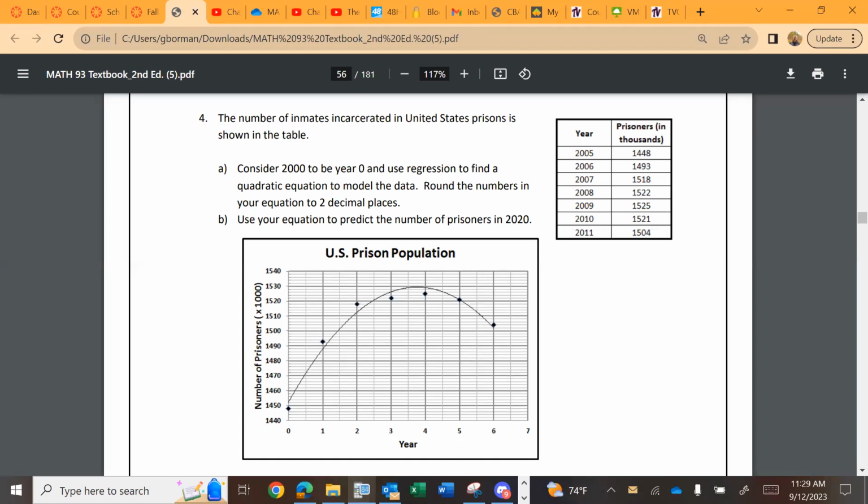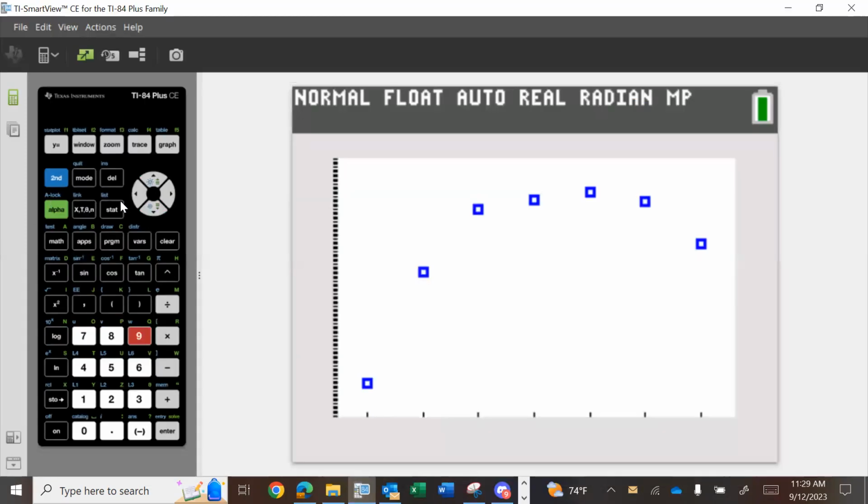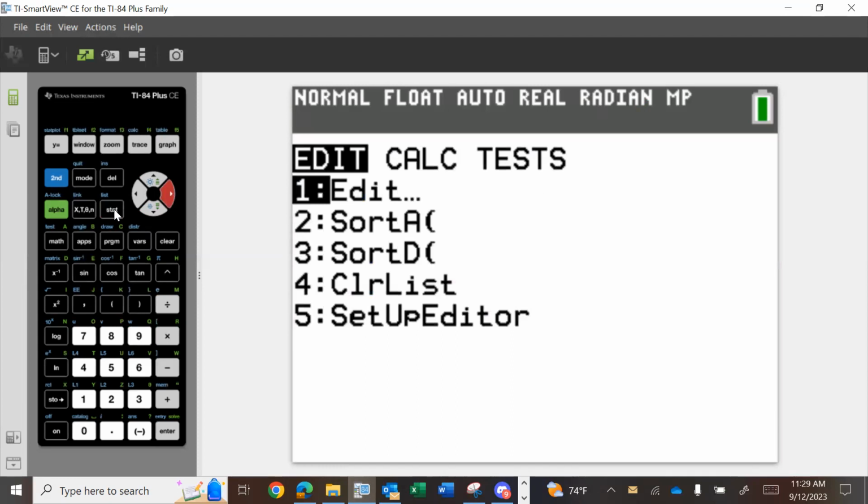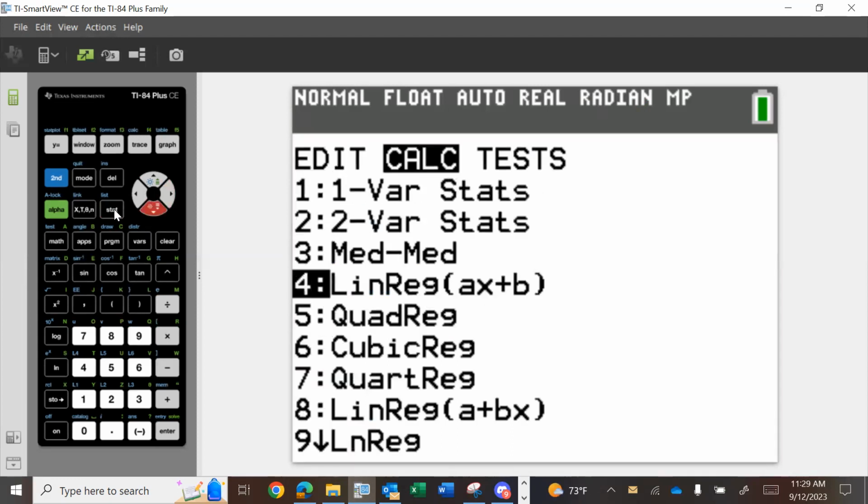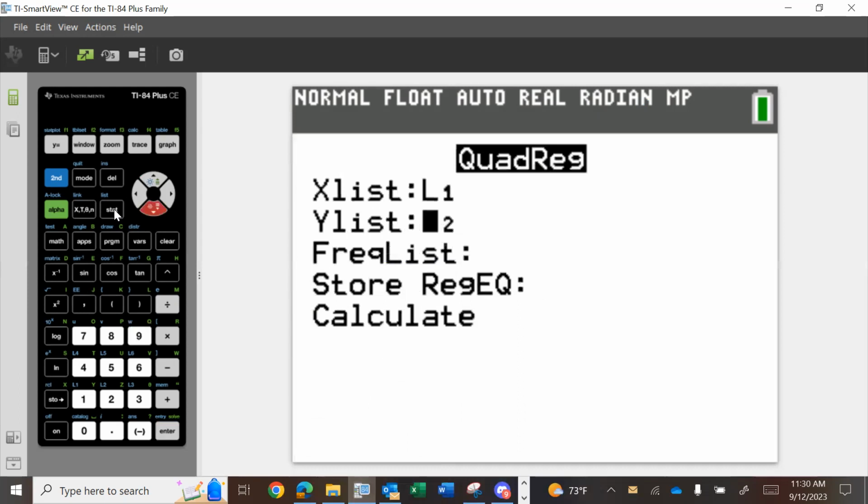So now that's not what they asked for. They said, go get the equation. All right, we'll do that. So we'll go stat, right? And instead of option 4, we don't want the straight line that best matches the data. We want the parabola or quadratic function that best matches the data. So I'll pick option 5, and it should say L1 and L2. If it doesn't, fix that.